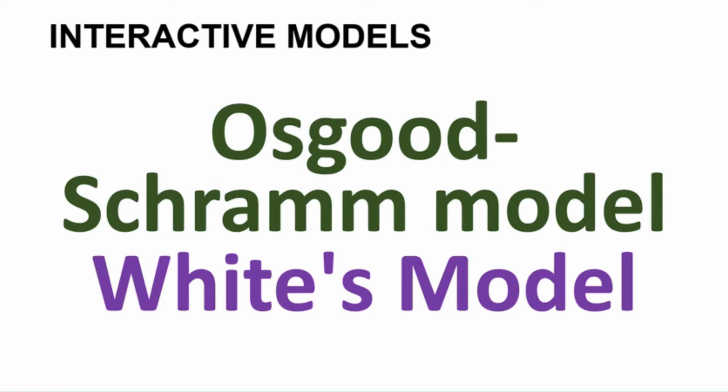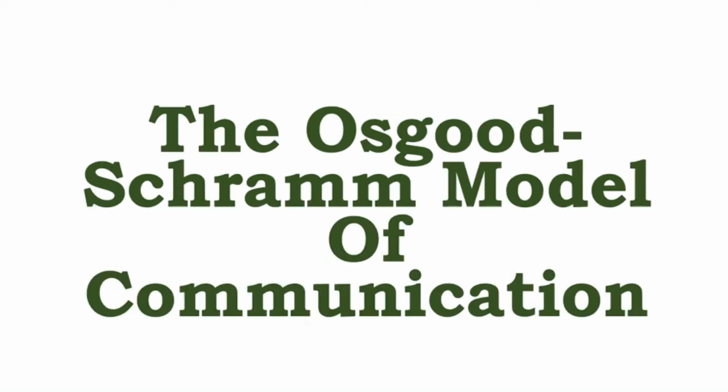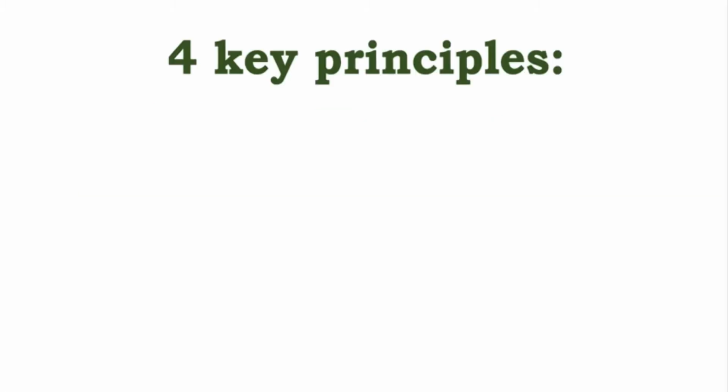Under interactive models, we have here two models, the Osgood-Schramm model and White's model. The Osgood-Schramm model of communication is defined as a circular model that shows that messages go in two directions. The Osgood-Schramm model of communication is a communication theory. It explains how we communicate with one another, mainly through speech, writing, and discourse. So it emphasizes four key principles.